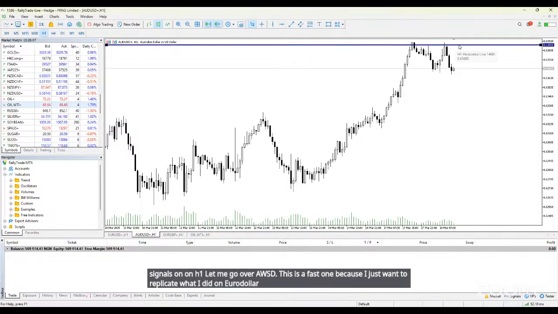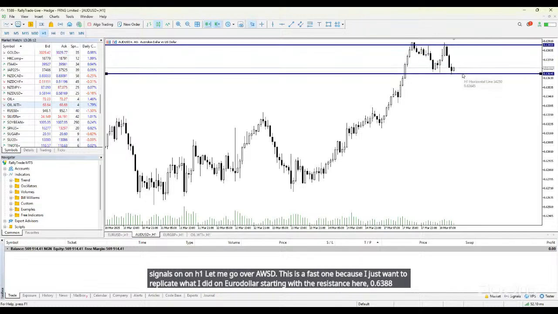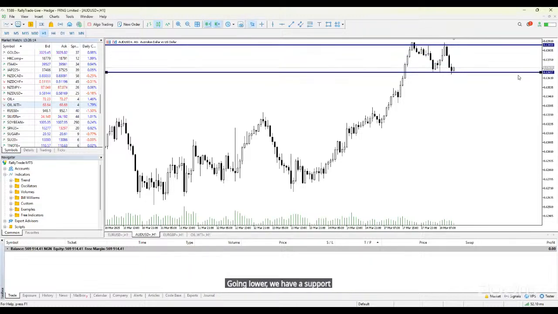Starting with a resistance here, 0.6388. Going lower, we have a support area around 0.6365. Now, of course, this looks very well with a double top, which is a price action pattern.